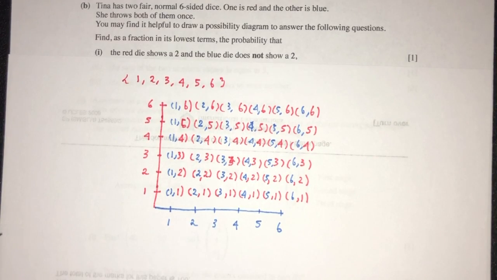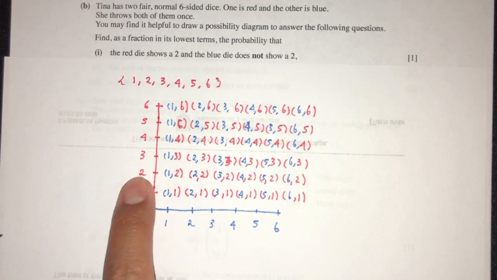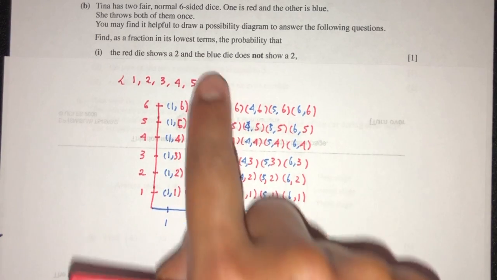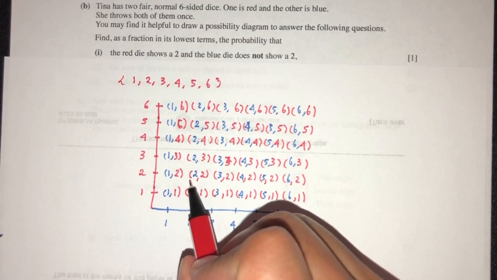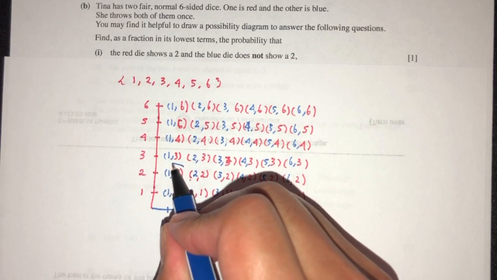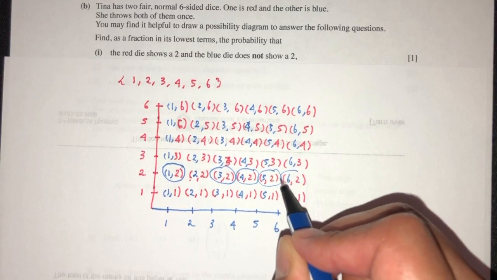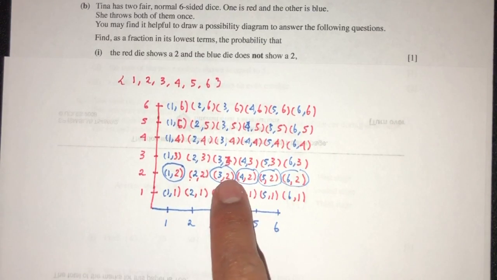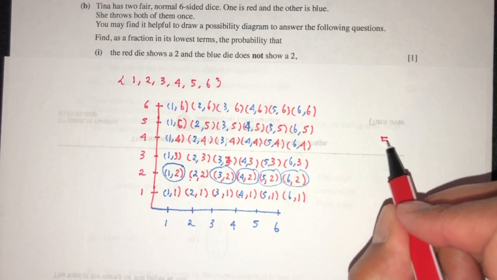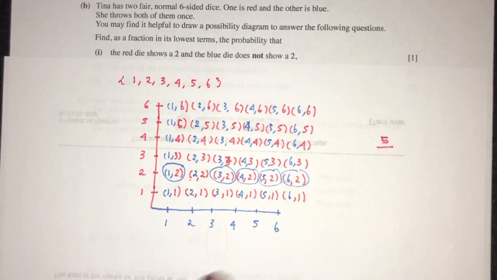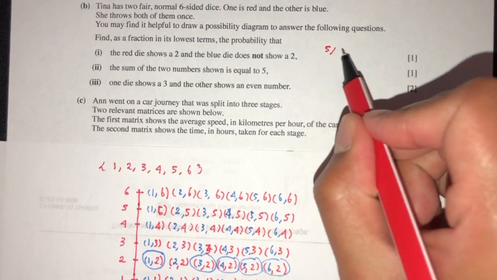Okay, now let's move on to the question. The question is asking, the red die shows a 2, which is right here. This is the 2 side. And the blue die does not show a 2, so the blue die shows a 2 here, and you want everything else except this one. So you will take this one, this one, this one, this, and this. It is where the red die shows a 2 but the blue die does not show a 2. So we have 1, 2, 3, 4, 5. So 5 over the total number of outcomes, which if you count is 36. So the answer will be 5 over 36.